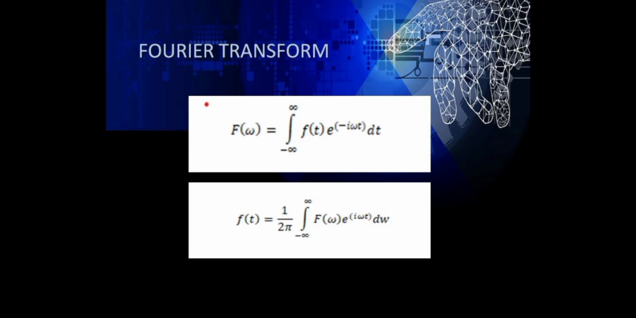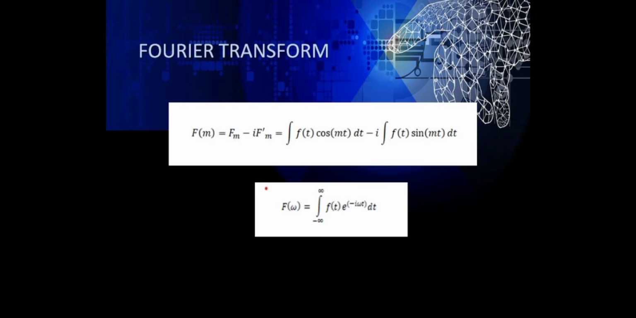And as we see, the first equation turns a function of time into a function of frequency. And the second equation does the reverse. It turns a function of frequency into a function of time. And this process of turning one into another is called transformation.